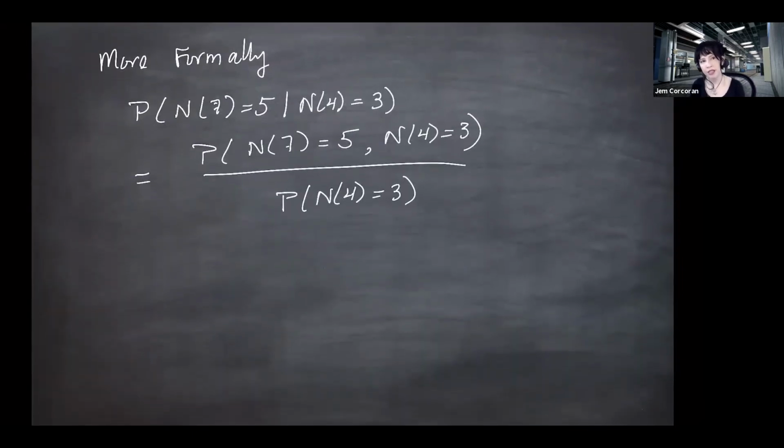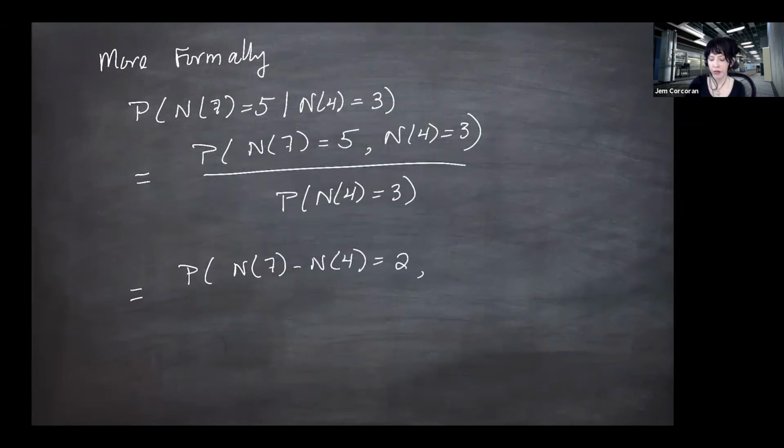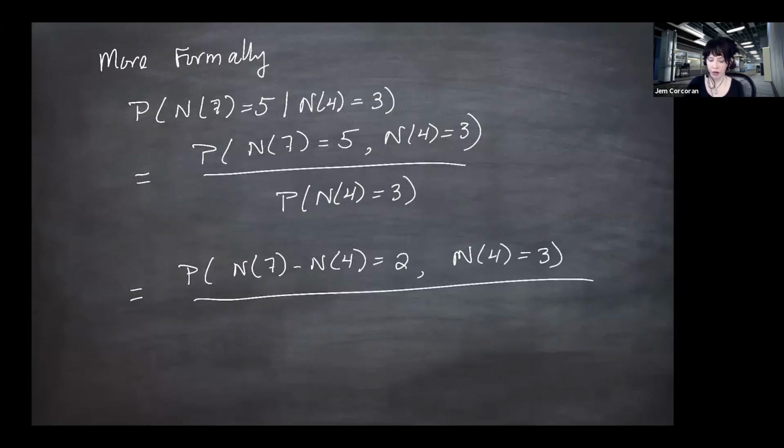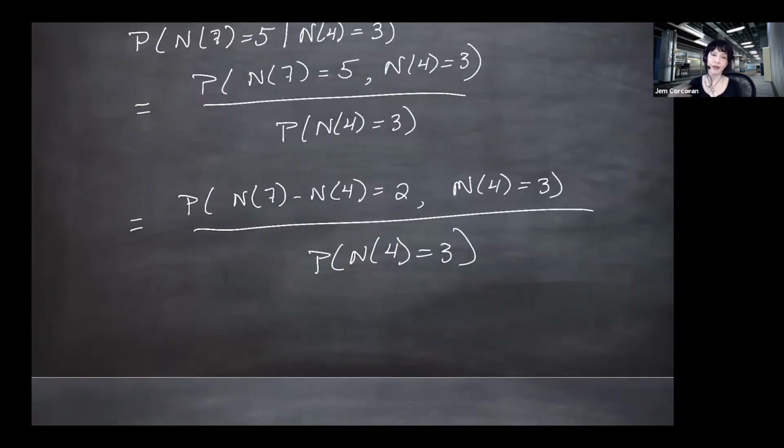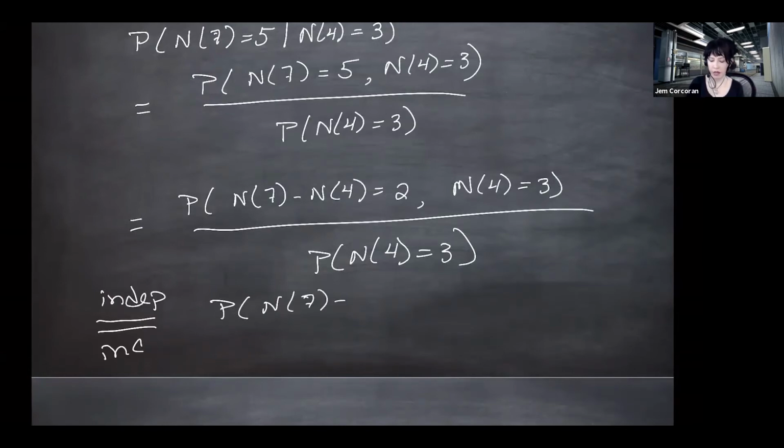And then, like we did part B, I would use independent increments to break up the top into the number of arrivals by time 7 minus the number of arrivals by time 4 is 2. The number of arrivals by time 4 is 3 over the probability. The number of arrivals by time 4 is 3. And then I would use independent increments to break up the top. So I get this thing on the end, which is going to cancel with the denominator.